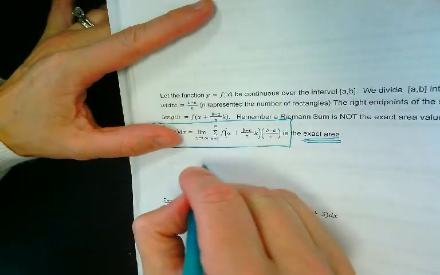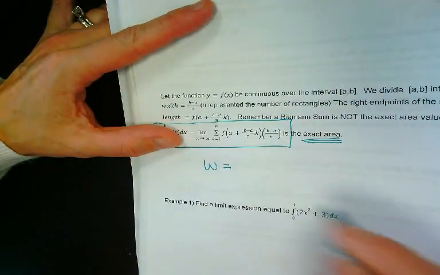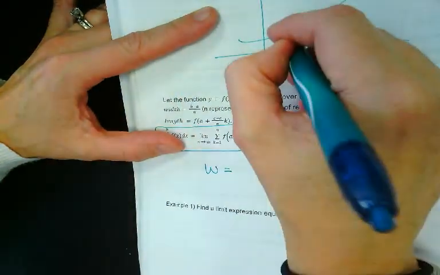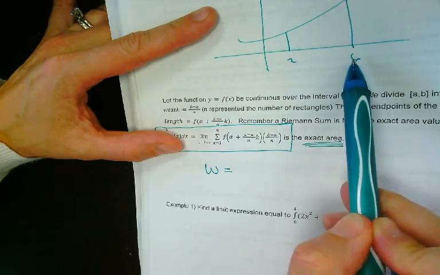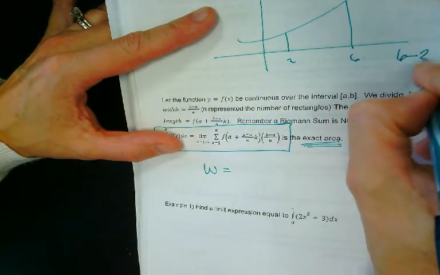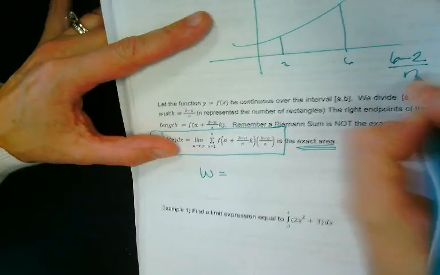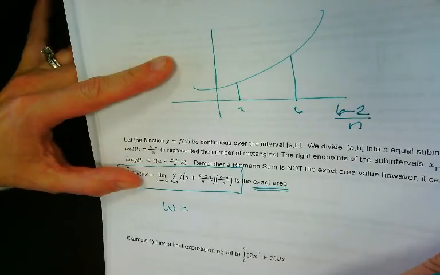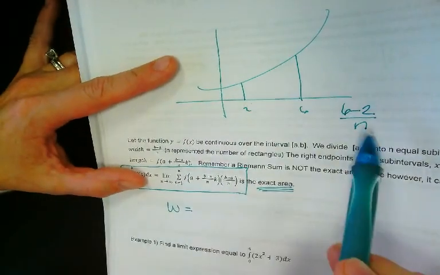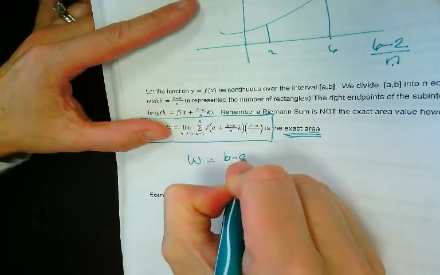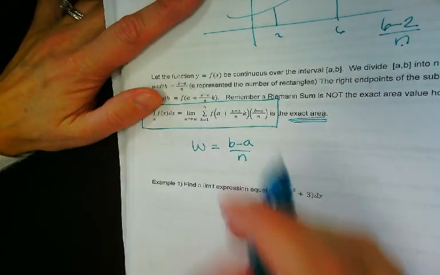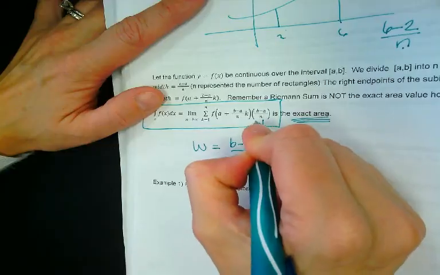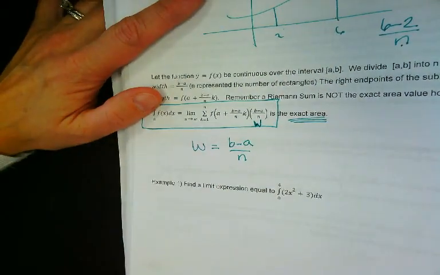So yesterday we talked that the width can be found by taking, I'm just going to draw a quick picture here. If I said this was 2 to 6, my width would be 6 minus 2 divided by the number of rectangles. Take the difference and divide by the number of rectangles. So we called the width b minus a over n. So right under here represents the width of the rectangle, this b minus a over n.